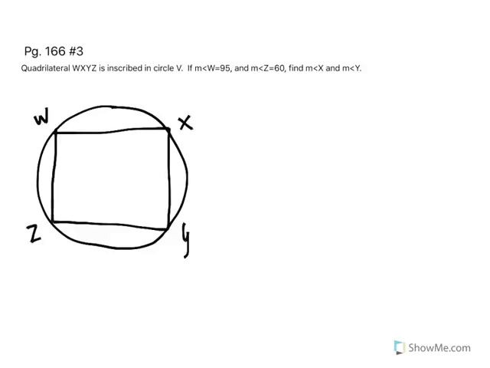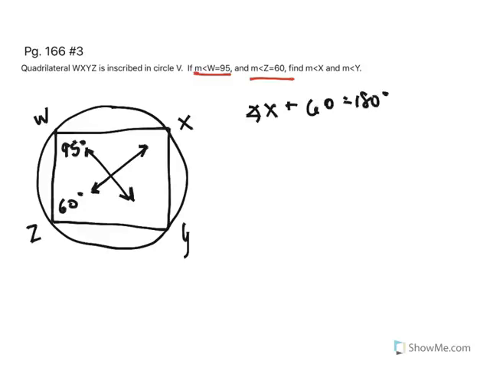So I inscribed a quadrilateral in the circle. The measure of angle W is 95, and the measure of angle Z is 60. Quadrilaterals inscribed in a circle, when you add the angles across from one another, they equal 180 degrees. So if we're trying to find angle X, we know that angle X plus 60 has to equal 180 degrees. So you subtract 60 from both sides and you get X equals 120. So angle X is 120 degrees.